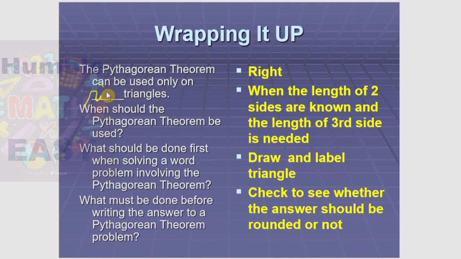To wrap it up, the Pythagorean theorem can be used only with right triangles. When should the Pythagorean theorem be used? Still the same, it is used with right triangles. What should be done first when solving a word problem involving the Pythagorean theorem? When the lengths of two sides are known and the third side is needed, we draw it up. What must be done before writing the answer? Knowing whether the answer should be rounded or not.